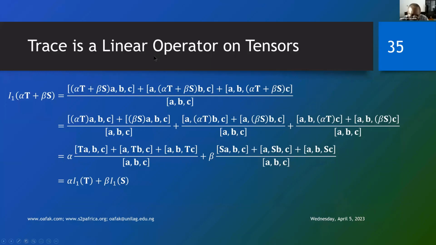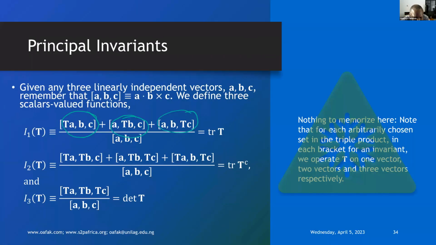First thing we need to know is that there are three invariants, I1, I2, and I3. The first one is called the trace of T. The second one is the trace of the cofactor of T. And the third one is the determinant of T. So there are three principal invariants: the trace of T, the trace of the cofactor of T, and the determinant of T.